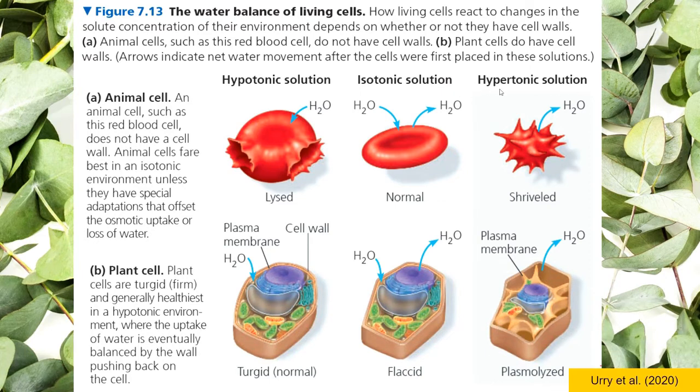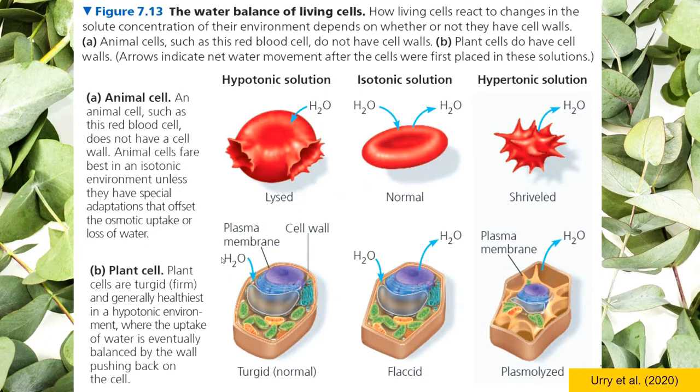Now, when you place a red blood cell in a hypertonic solution, it means that it has very high solute concentration, for example, a very salty solution. It will cause the red blood cell to shrivel and eventually die, because the movement will be from the greater water concentration inside to the lower concentration outside. So it will cause the water molecules to leave the red blood cell.